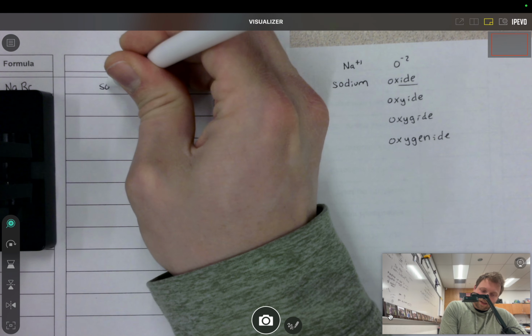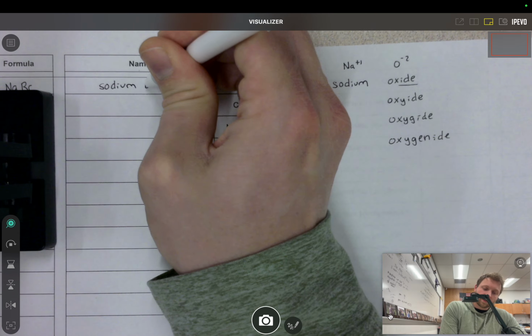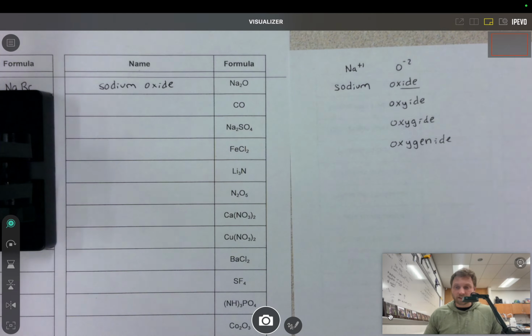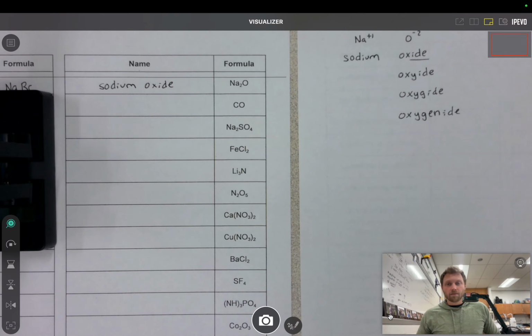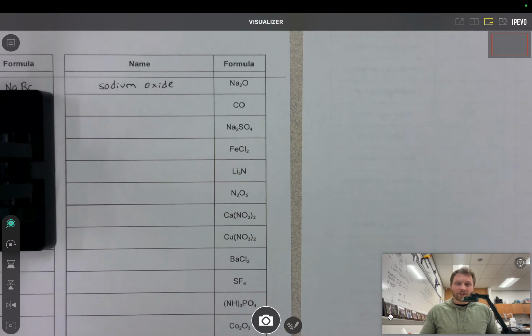Okay. And that's it. Sodium oxide. Name the cation, name the anion, done. That's actually going to be the process for most of this. Name the cation, name the anion, you're done. It's very easy. Covalent molecules are different, but they're also pretty straightforward.